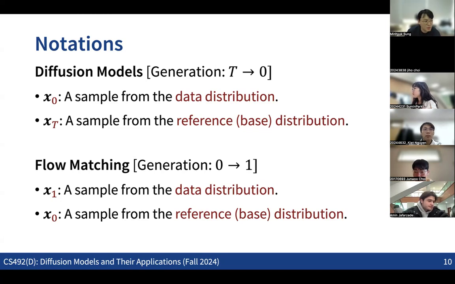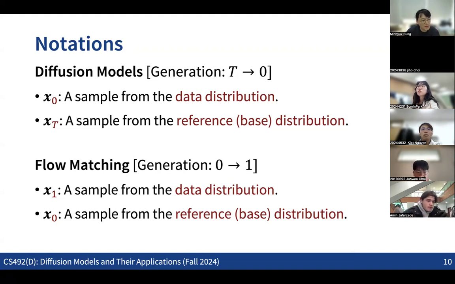We are going to switch this notation to have the generative process go from 0 to 1. This is the convention typically used for flow-based models. So now x1 means a sample from our data distribution, the data that we are using for training, and x0 is a sample from the base distribution, coming from the standard normal distribution. Please keep this in mind. Changing the notation makes things more complicated to understand, but that's the basic idea.